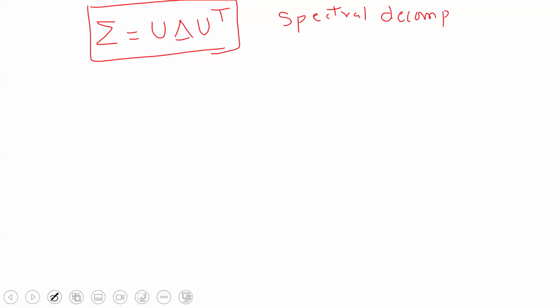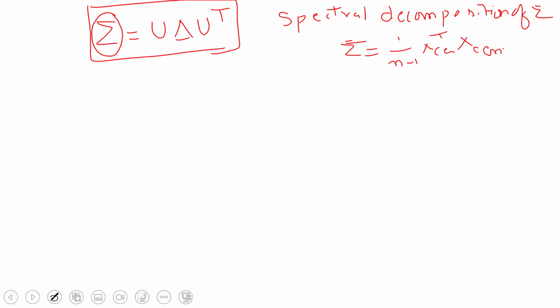I'll talk about this in more detail next week as well. I'll just close this with a simple proof because we already have an example in place. We know we represented sigma as 1 by n minus 1 x center transpose into x. But it can also be represented as sigma is equal to u delta u transpose. There is a special meaning why I'm representing it this way, so let me explain.